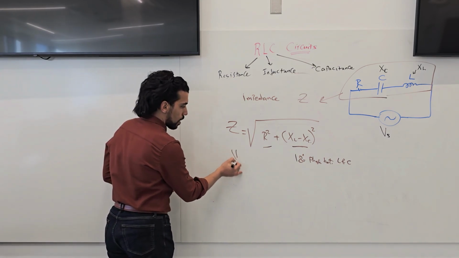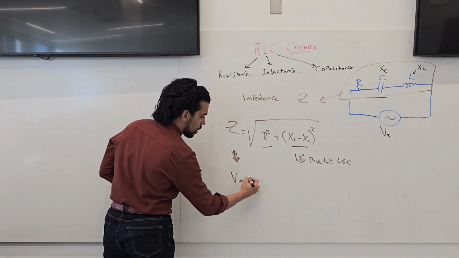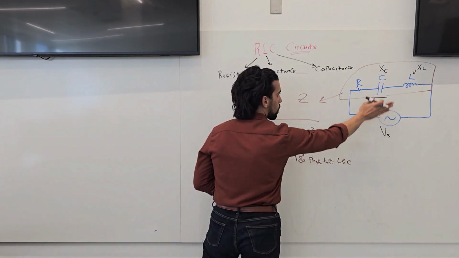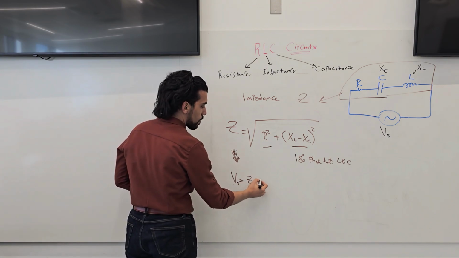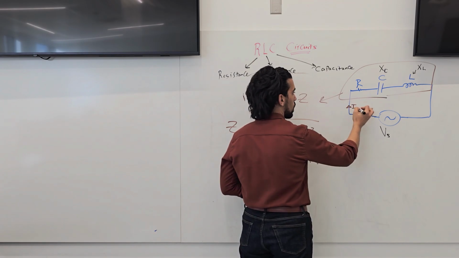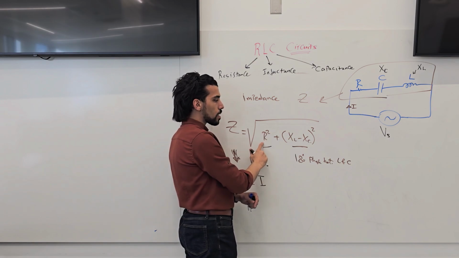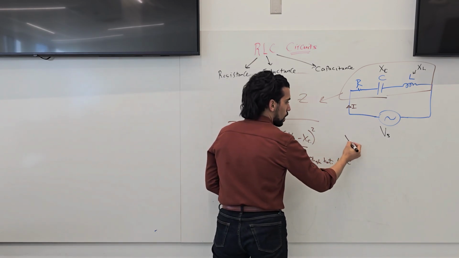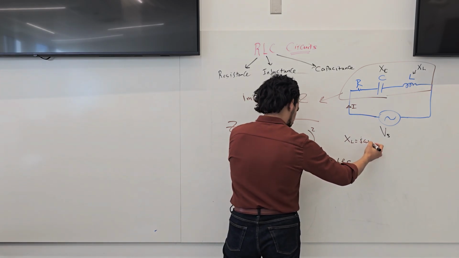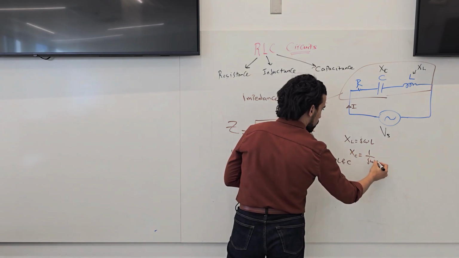So in this case, basically we can say that the voltage of the power supply, Vs, is equal to Z, the impedance, multiplied by the total current in the system itself, I. So here, from this curve, we can see that the resistance here is constant, and XL is equal to j omega L, and XC is equal to 1 over j omega C.